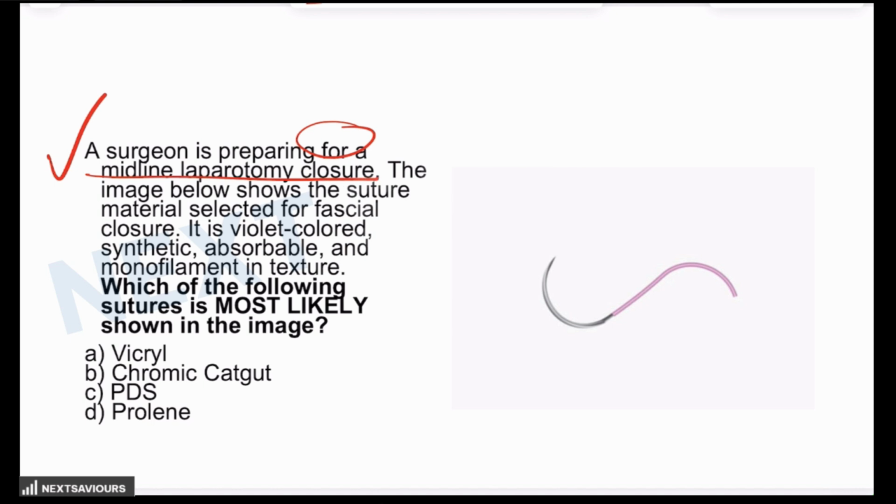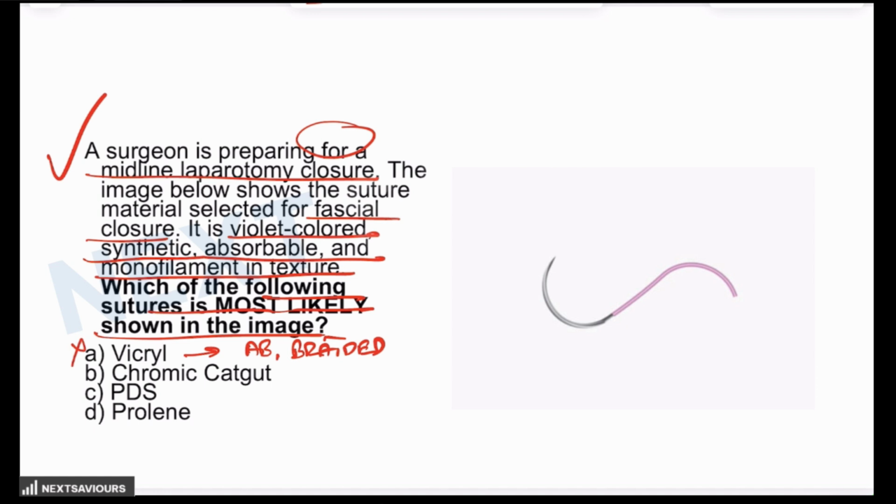The image shown below is the suture material selected for the fascial closure. It is violet colored, synthetic, absorbable, and monofilamentous in texture. Which of the following sutures is most likely shown in this image? If you go option-wise, Vicryl is absorbable, but it is braided. That means it is not monofilamentous, it is multifilamentous. So it is not the answer.